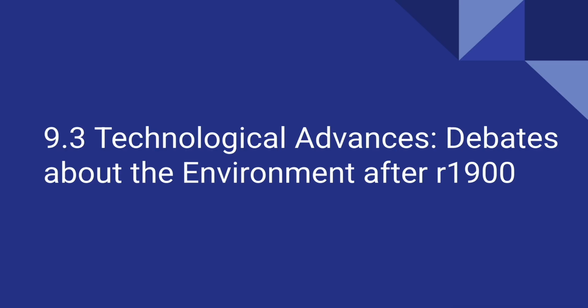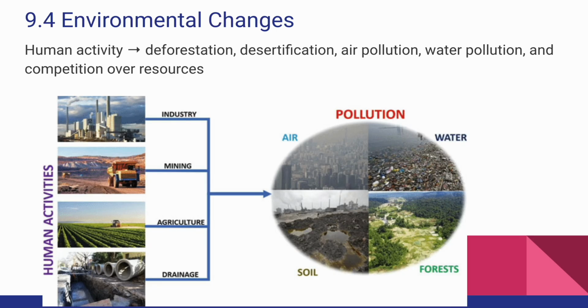All right, 9.3, we're moving into technological advances, talking about the environment. So what are some environmental changes? Well, what we're seeing is a lot of human activity: deforestation, desertification, air pollution, water pollution, and competition over resources are the changes from the human activities.